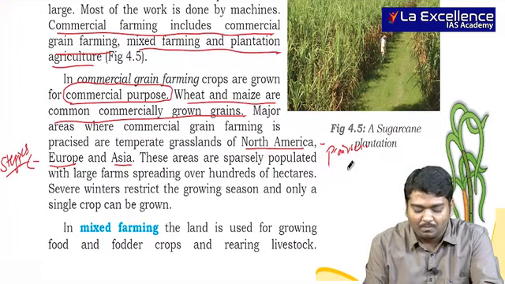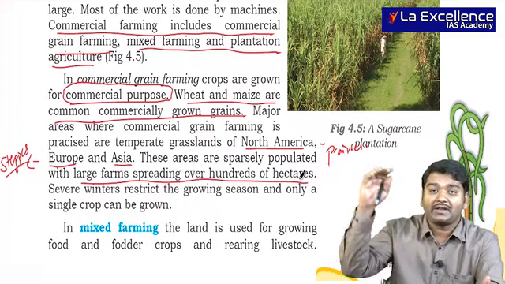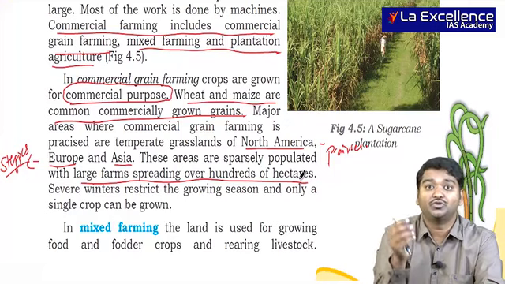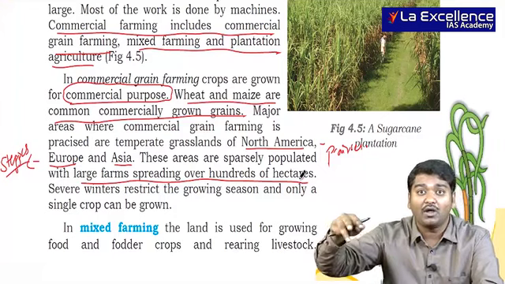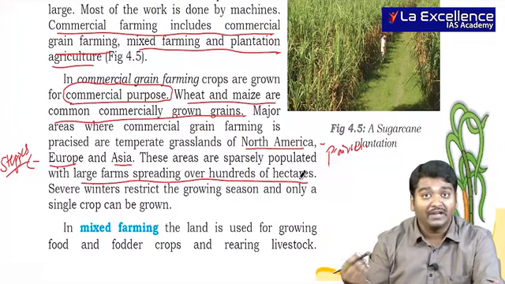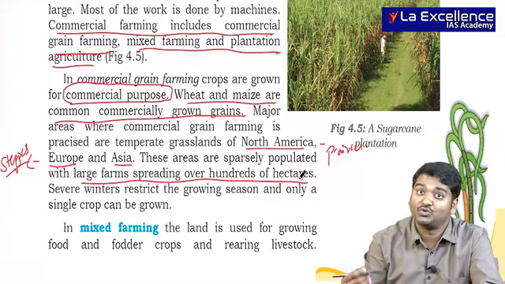These areas are sparsely populated, but they have large farms spreading over hundreds of hectares. Here, usually aircraft are used to drop fertilizers, pesticides and so on. They use aircraft. But in India, usually it is human beings who do it by hand.